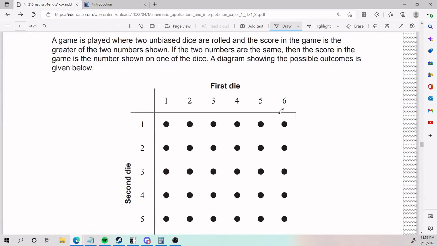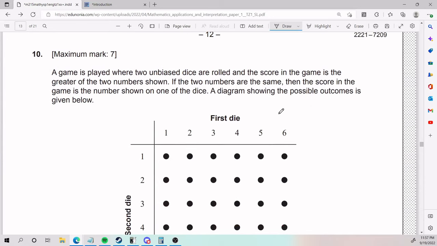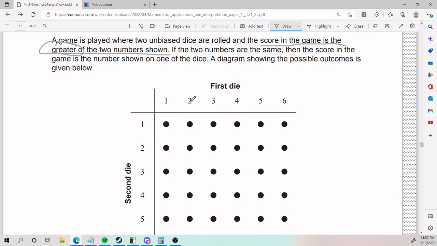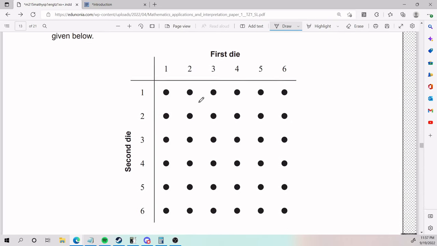Number 10. A game is played where two unbiased dice are rolled and the score in the game is the greater of the two numbers shown. Ojo, the score in the game is the greater of the two numbers shown. If the two dice are the same, then the score in the game is the number shown on one of the dice. A diagram showing the possible outcomes is given below.